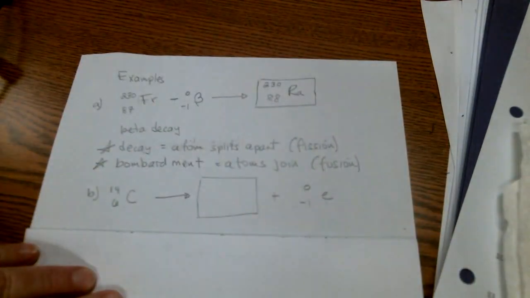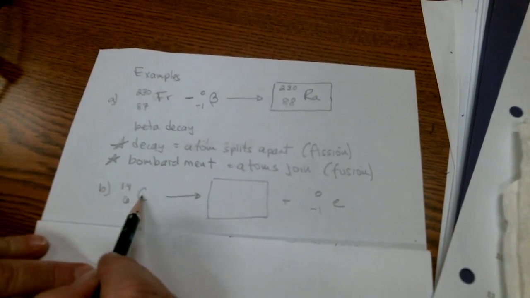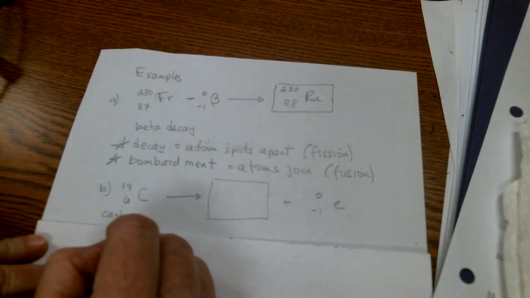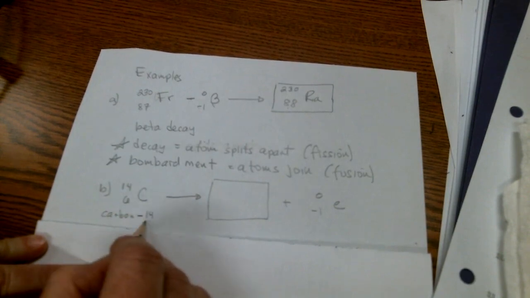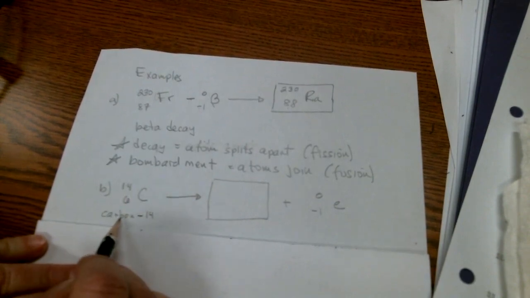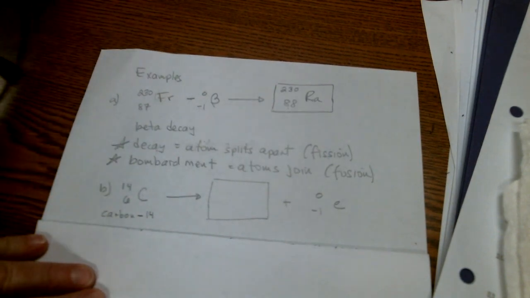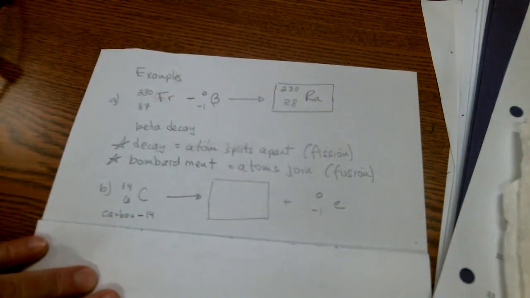Let's try another one. On this one, I have carbon-14. I can also write this as carbon dash 14. That's not a minus, it's a dash. If you see it written this way, that is the way you write it. How do you know the bottom number? Again, you look at the periodic table. Carbon has atomic number 6. That's the one that goes at the bottom.